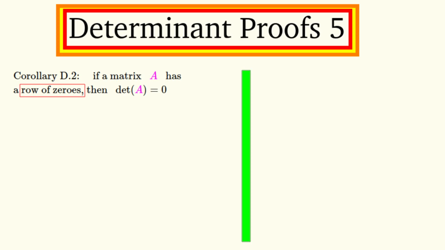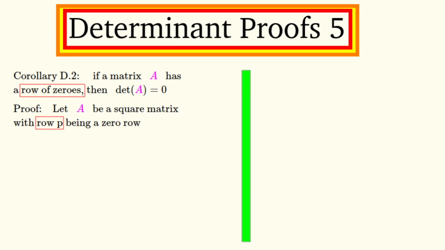In this video we'll prove that any square matrix that has a row of zeros has a determinant of 0. So now to start this proof, we'll let matrix A be a square matrix with a row of zeros, and we'll locate this row of zeros at row P. The matrix obviously has to be a square matrix, because only square matrices can have determinants.